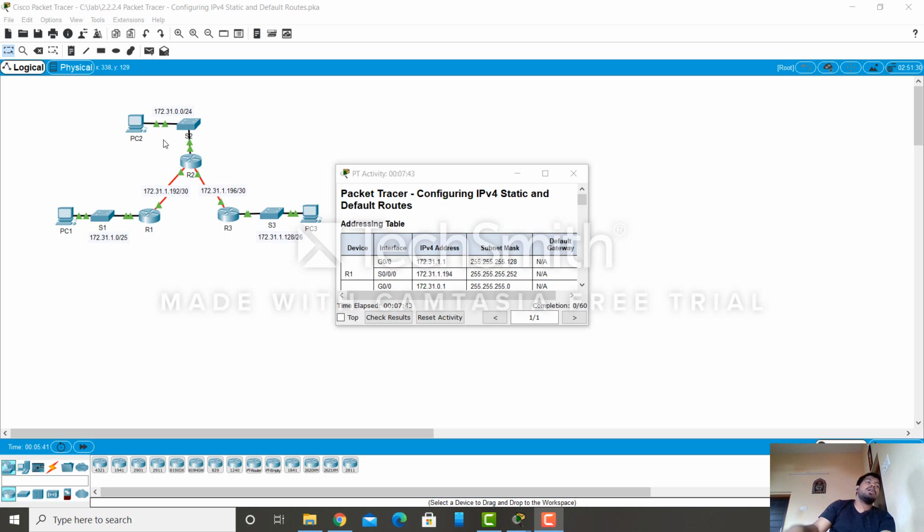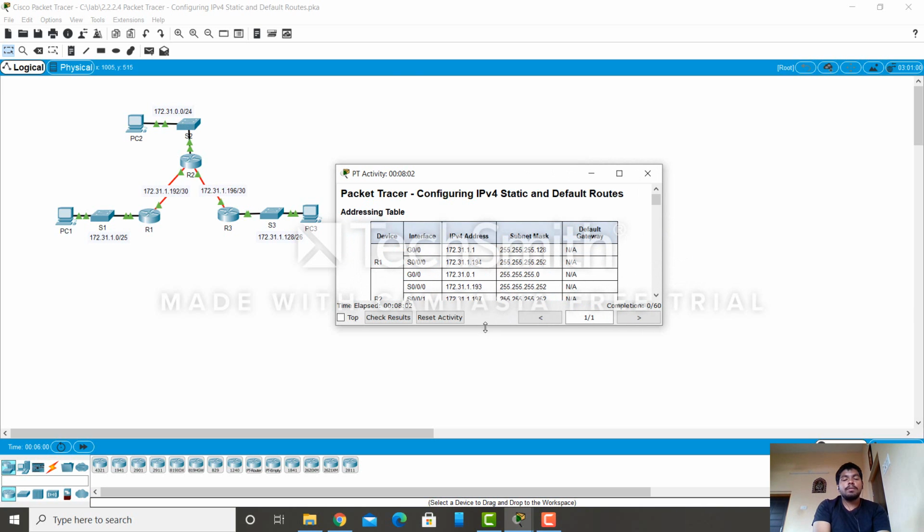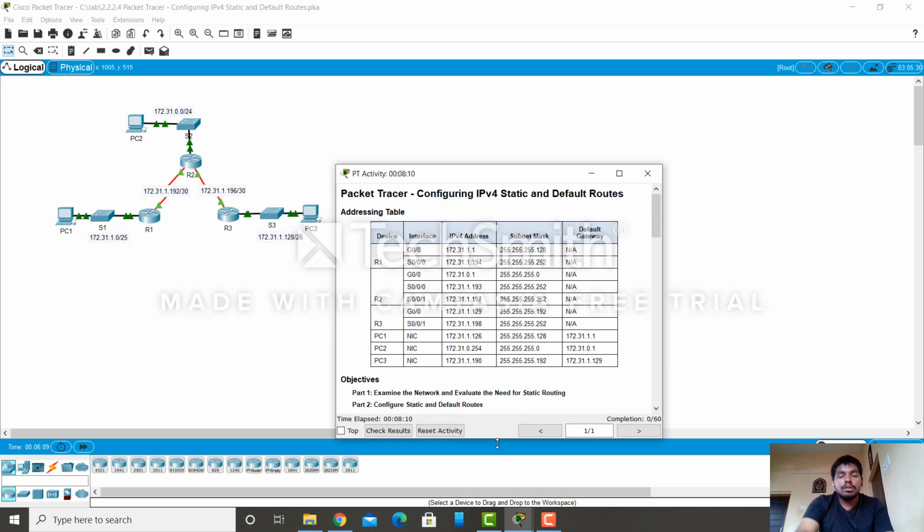Now we need to draw the diagram of this experiment. This is known as the topology diagram. After the topology diagram, we need to prepare the addressing table. The addressing table is the main thing: how the experiment runs, how the output comes, and how the default gateway comes. This is the addressing table.